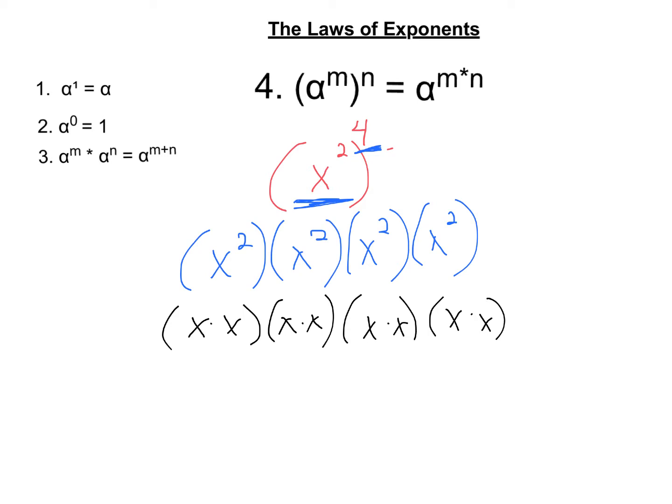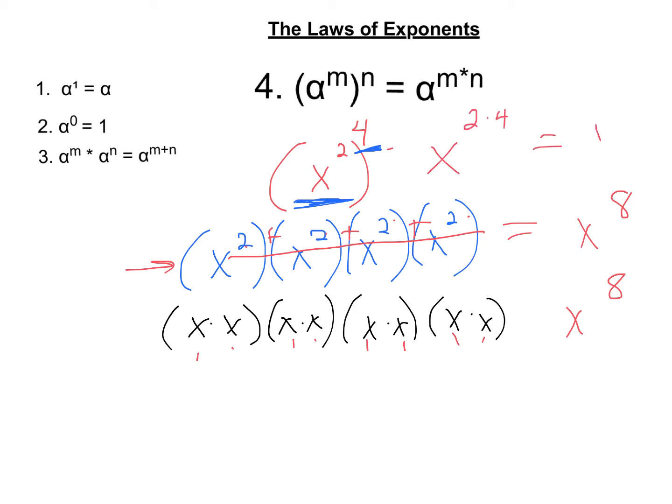So it looks like this, and then we put it all together. How many x's do I have? 1, 2, 3, 4, 5, 6, 7, 8, or x to the 8th. In this set, we can use the rule we just did, and since they're all at the same level, we're going to add the exponents. So 2 plus 2 is 4, plus 2 is 6, plus 2 is 8, x to the 8th. Or using our new law, if I do x to the 2 times 4, it's also x to the 8th. So there are a couple of different ways to demonstrate this law.